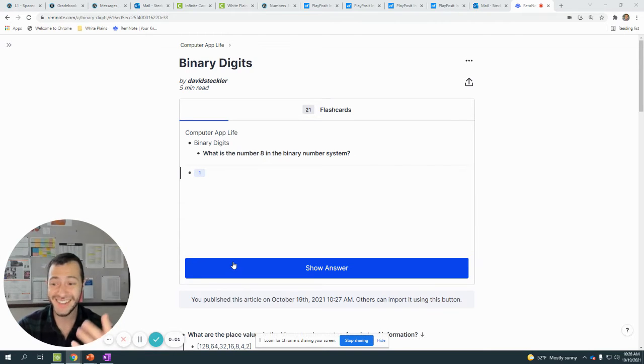What's up, everyone? Let's practice our binary digit flashcards with spaced repetition in RemNote. So first question, what is the number 8 in the binary number system?